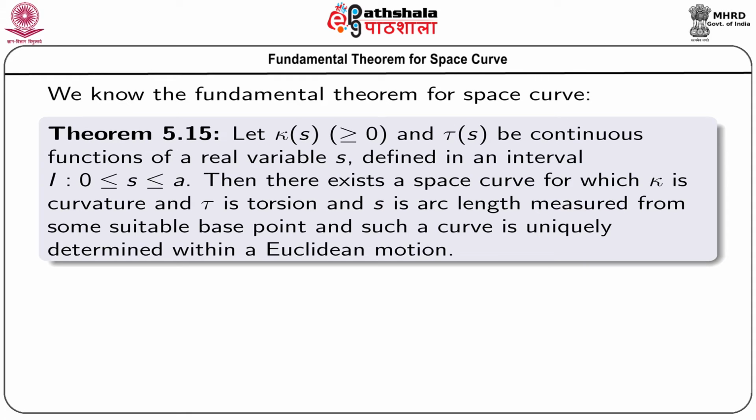So, the two continuous functions kappa(s) and tau(s) are enough to get a space curve whose curvature is kappa(s) and torsion is tau(s). So, let us see the proof of this theorem. It is a very important theorem for the geometry of space curve.